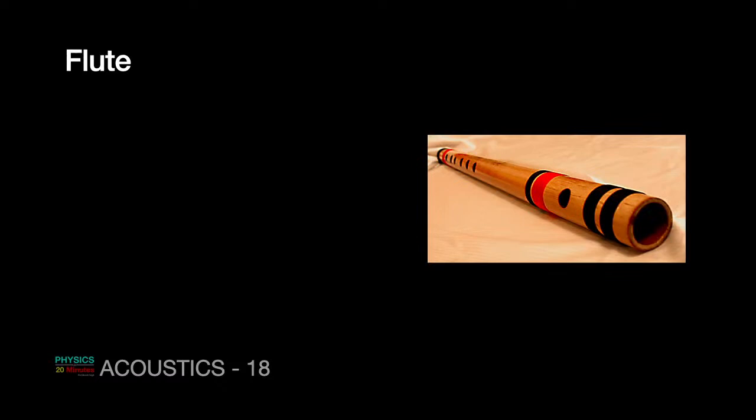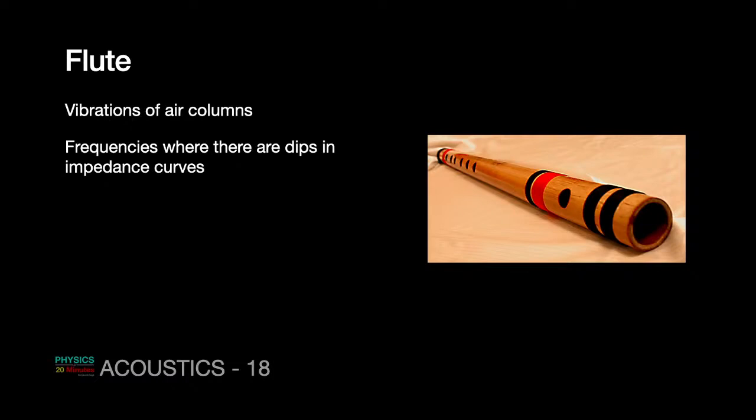Flutes are of various types. Typically, flutes vibrate because of vibrations of the air column once again. They typically vibrate at the frequencies where there are dips in the impedance curves. Remember, I had spoken of impedance curves in the last class. So wherever there are dips, wherever the impedance is less, high amplitude vibrations are created.